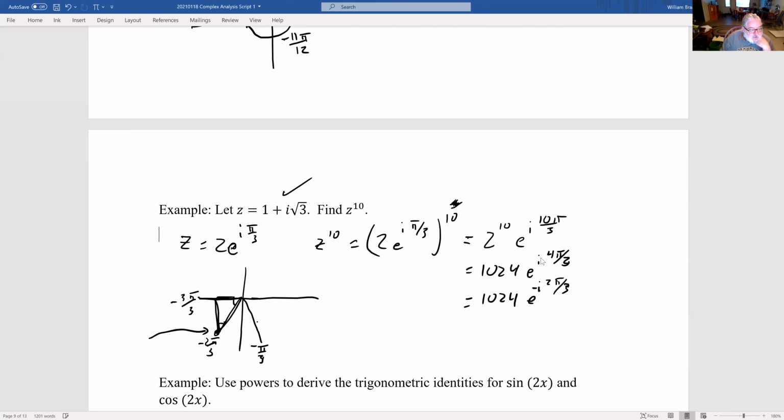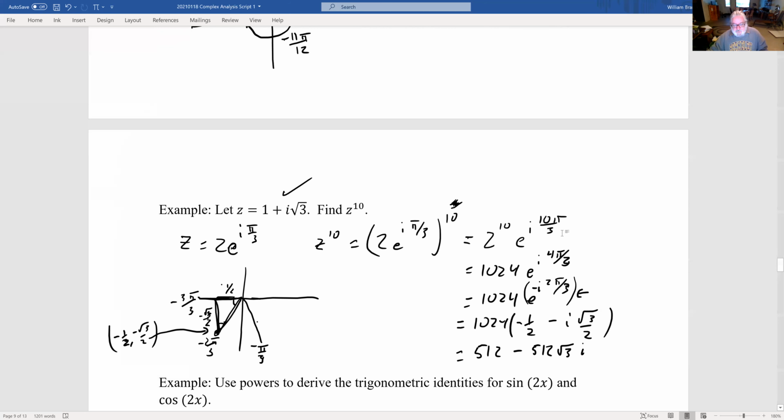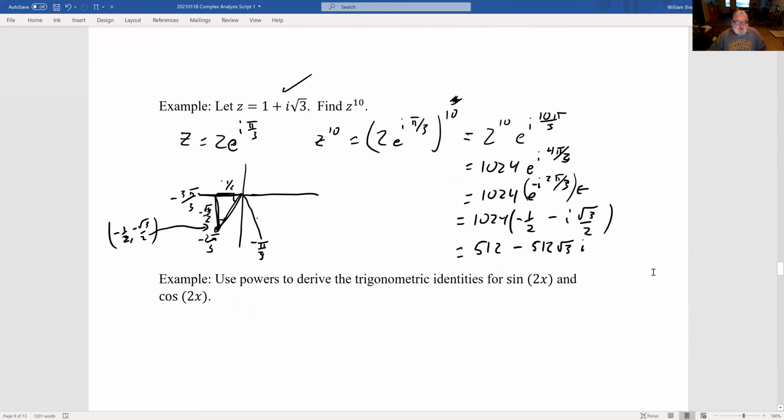So what point did we actually end up at? e to the minus i 2 pi over 3 has x coordinate, let's see, this is the short half, minus 1/2, and that's the long half, minus root 3 over 2. So that point is minus 1/2, minus root 3 over 2. So what is this point here in rectangular coordinates? It's minus 1/2 minus i root 3 over 2, because the cosine of minus 2 pi over 3 is minus 1/2, and the sine of minus 2 pi over 3 is minus root 3 over 2. And if you distribute your 1024 in, you get that.